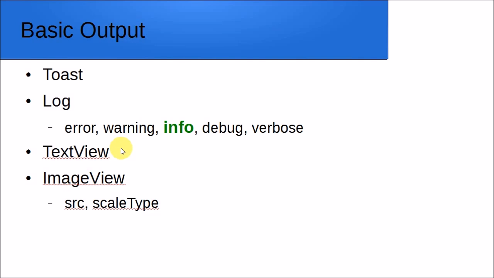TextView is like a label or a text block if you come from Windows. ImageView lets you put a picture up on your application. Okay.